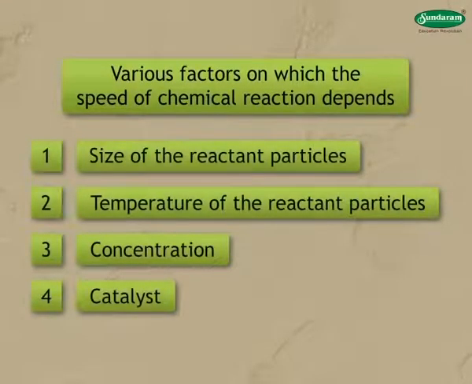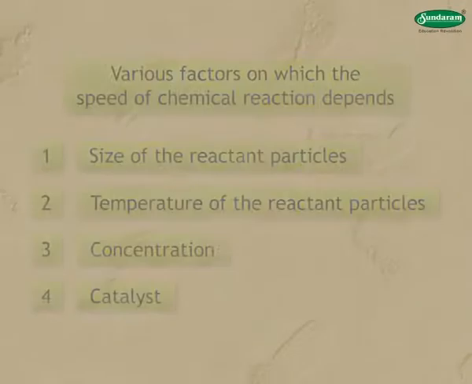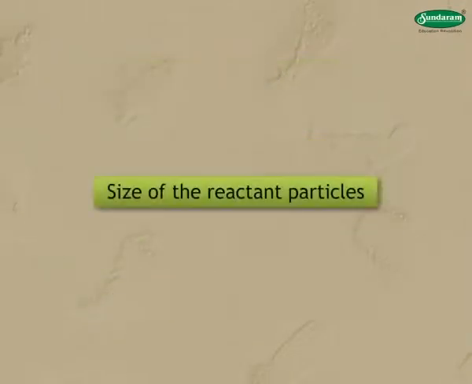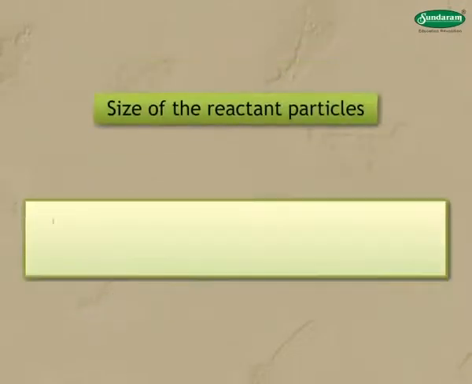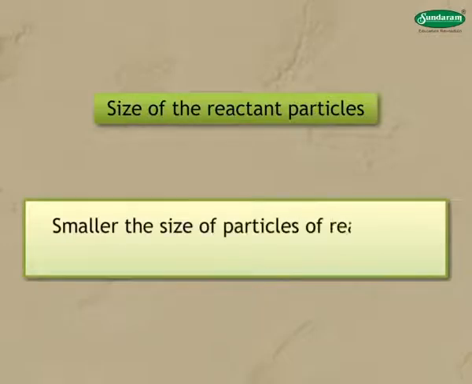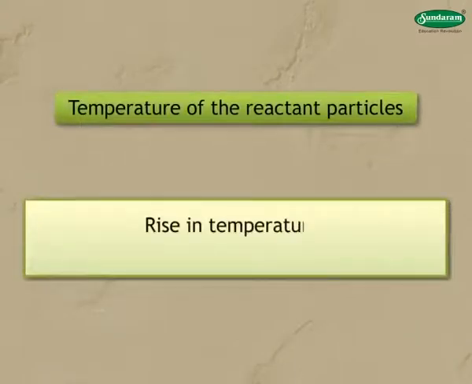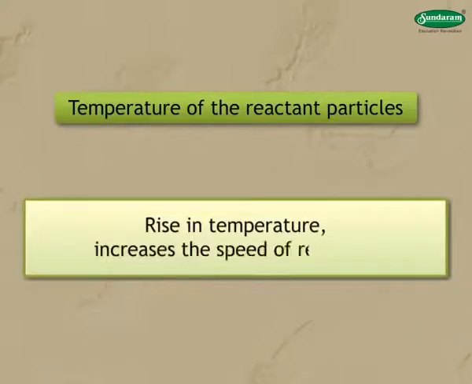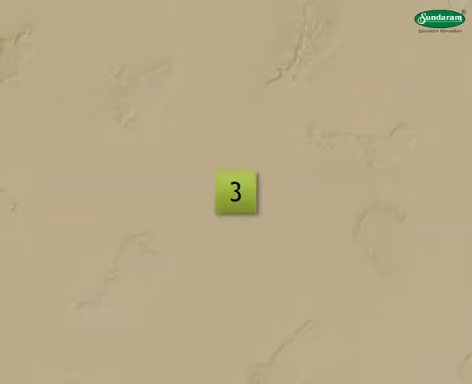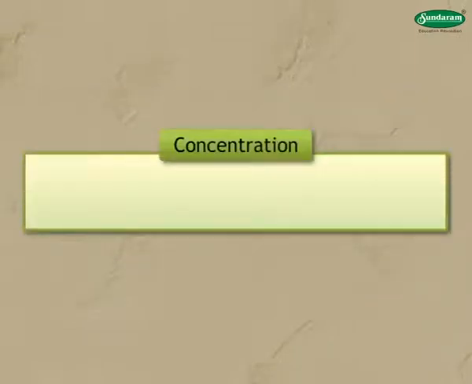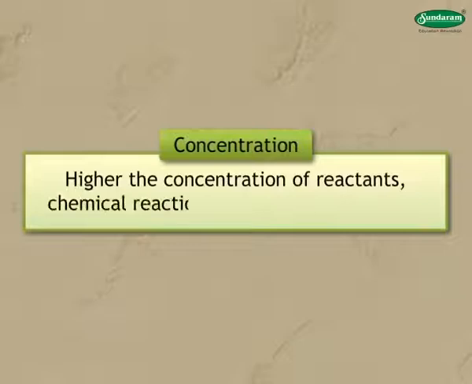The speed of chemical reactions depends on: 1. Size of the reactant particles. Smaller the size of particles of reactants, faster the reaction. 2. Temperature of the reactant particles. Rise in temperature increases the speed of reaction. 3. Concentration. Higher the concentration of reactants, chemical reactions occur at a faster rate.